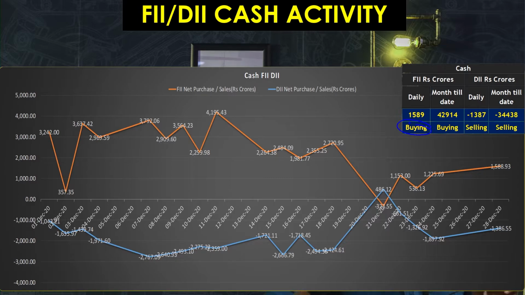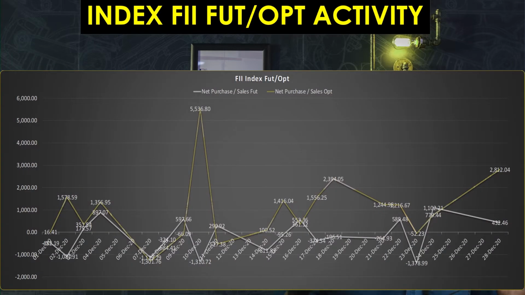FIIs bought today 1589 crore worth of stock. And month till date also they are buying. And if you see the DIIs move, they are continuously selling. But FIIs are buying more than what DIIs could sell. That's why market is moving up. Now let's move to the next and do the index, FII future and option analysis.